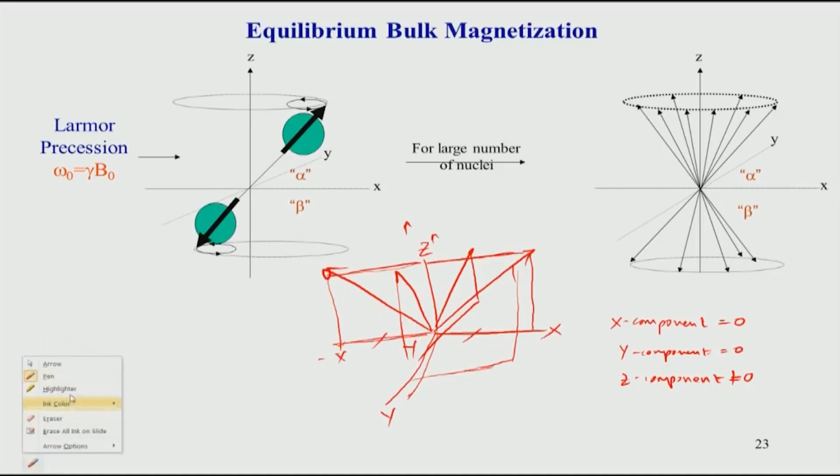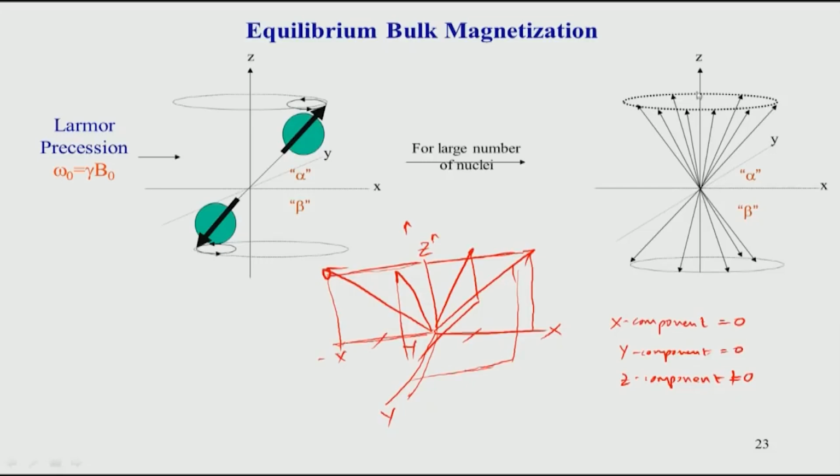that whenever you have a net, you will end up with a net z component, and all the x and y become equal to 0. So this is a basic idea in a classical picture: all the x and y components cancel out, you are left only with the z component, and that is what matters.